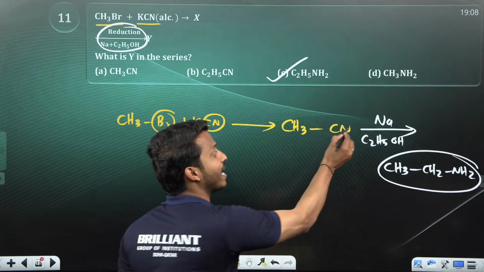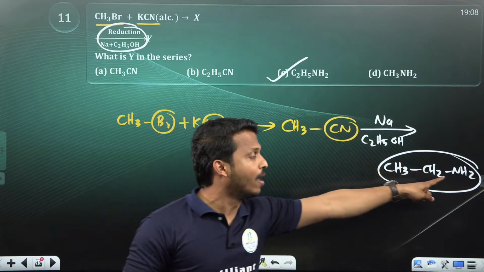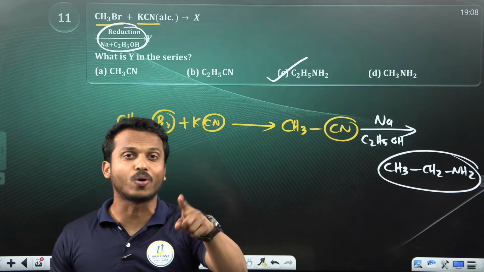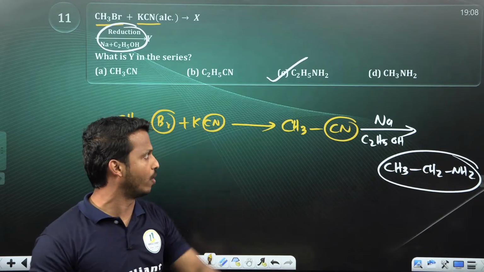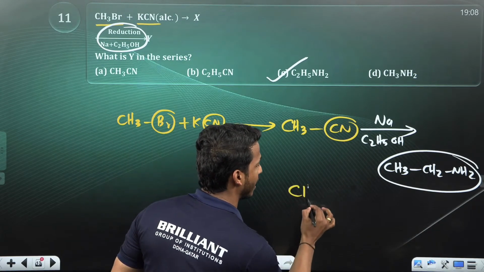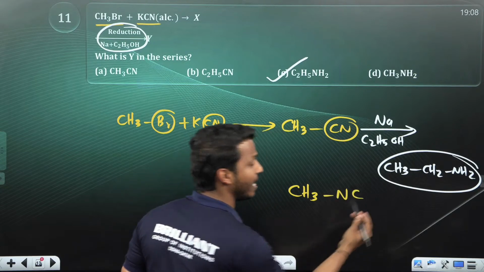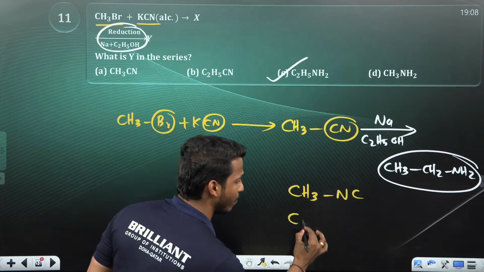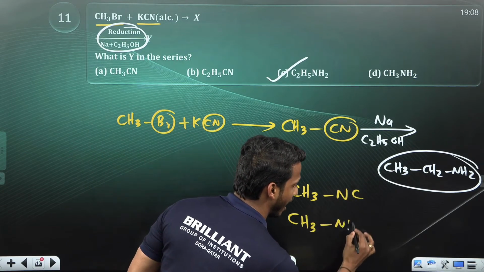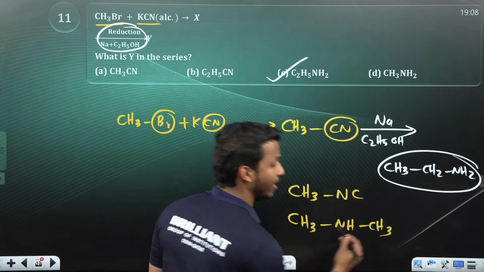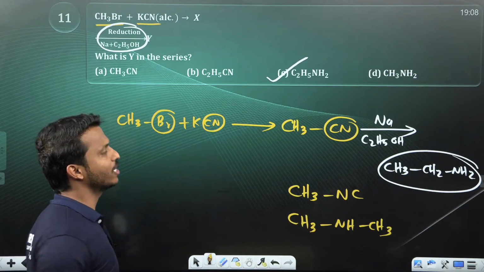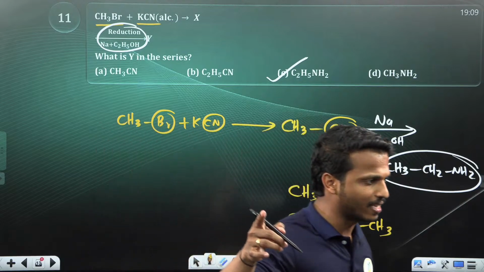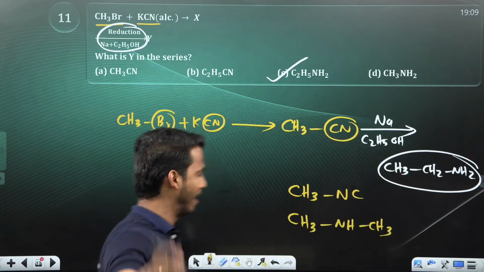Dear all, cyanide on reduction gives primary amine, and isocyanide on reduction gives secondary amine. Don't forget that. So if it is CH3NC, what on reduction do we get? We will get CH3NHCH3, a secondary amine. Don't forget. So here the answer is which one? C is the correct answer, right?